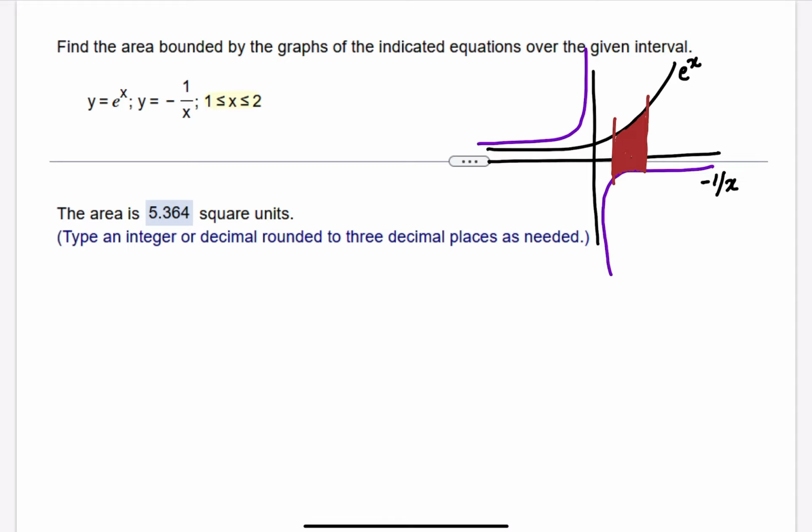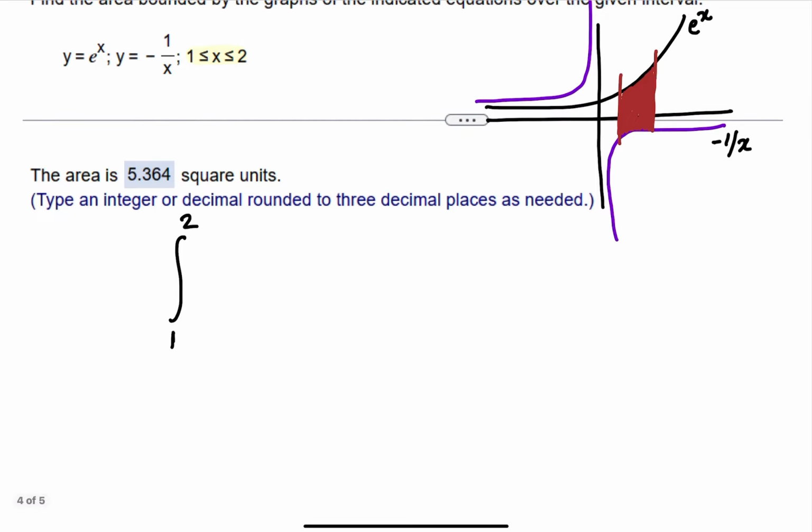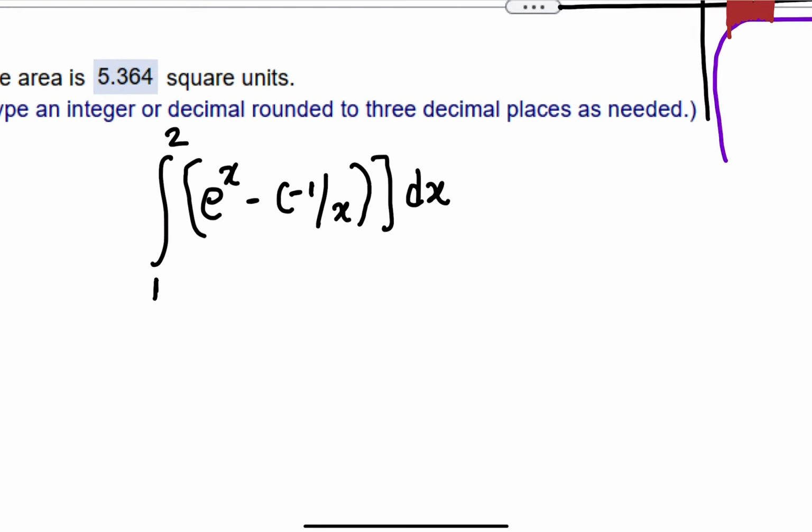So this is the integral. When we graph it, I'm finding from 1 to 2, area above minus area below. Area above is e to the power x, minus area below, which is negative 1 over x, the whole thing dx. So every problem is going to be different. Some of them will have points of intersection, some of them will not. So it's always nice to graph and see what your graph is and what they're asking you to give.